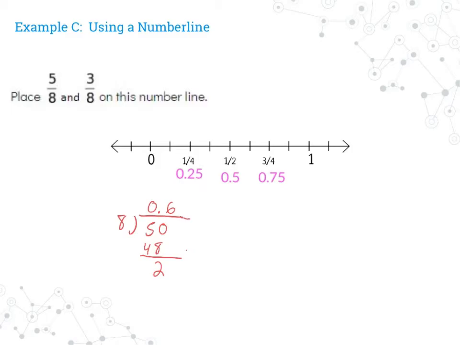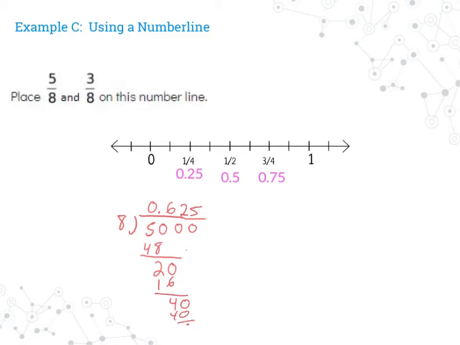8 doesn't go into 2, so I'm going to need another 0. 8 does go into 20. It goes in there 2 times. So 2 times 8 is 16. I end up with 4. Need another 0. Bring down my 0. 8 does go into 40 5 times. So I know that that is going to be 0.625. I can take a look at my number line and try to figure out where 0.625 is. I know it's going to be between the 1/2 and the 3/4, but I'm not exactly sure where.